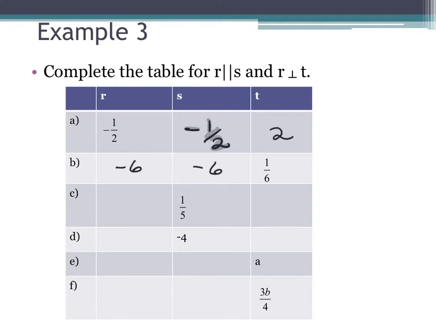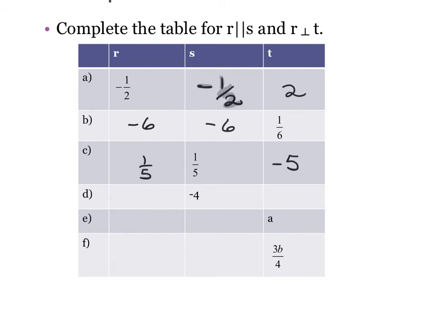Same thing here. The first two columns, R and S, are going to have the same number. T is going to have the opposite sign and the reciprocal of that. Next one, this is the same. This one is opposite sign, so it's positive and reciprocal. Now I know I've got a variable here. If it helps you to see A as a fraction, you could put A over 1. So then when you go to flip it, it's 1 over A, and you have to make it negative. Same thing here, flip this and make it negative.